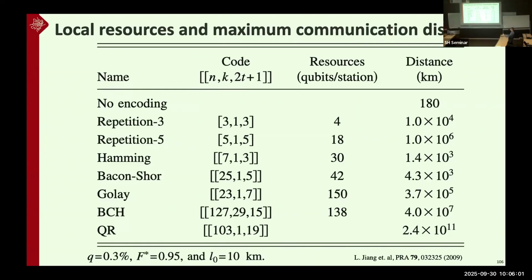What I haven't told you here is what the resources per qubit was, because I could not work the numbers out easily, but the Bacon-Shaw code is 42 qubits per station. So these are not, when you're involving everything, these are no longer small devices, okay? 40 qubits may not sound much in computation, but in communication, it's a lot. But this kind of gives you the hint that we're going to be forced to go to error correction in a sense, if we want large distances.